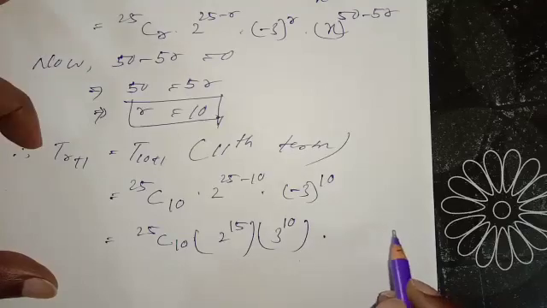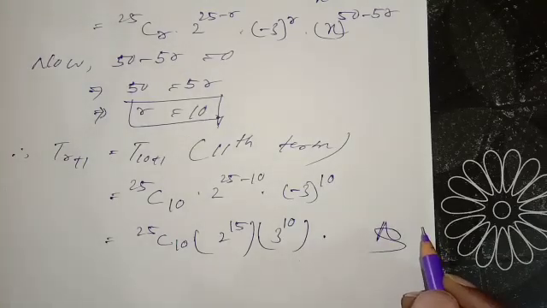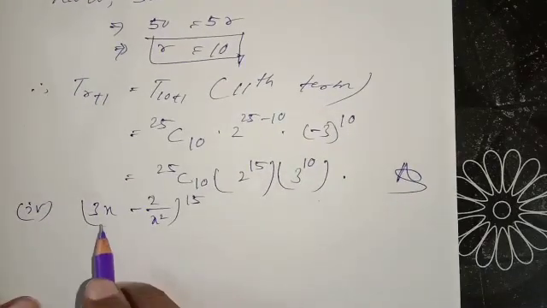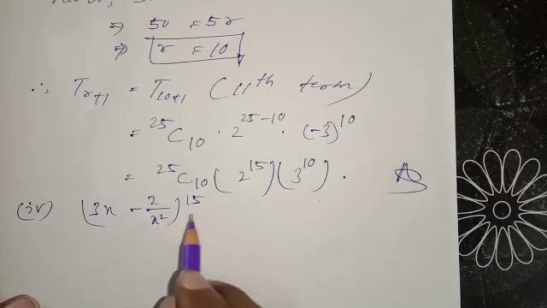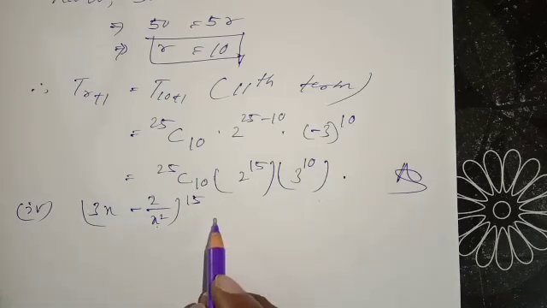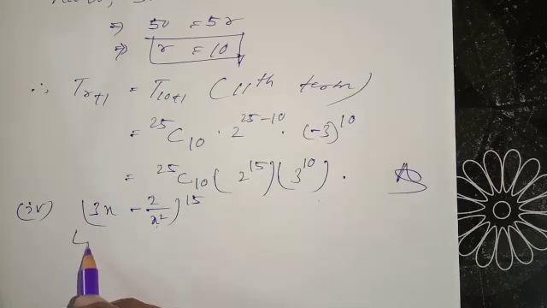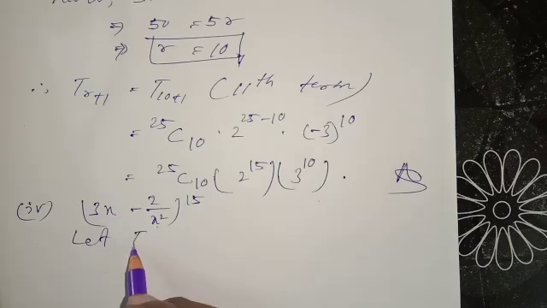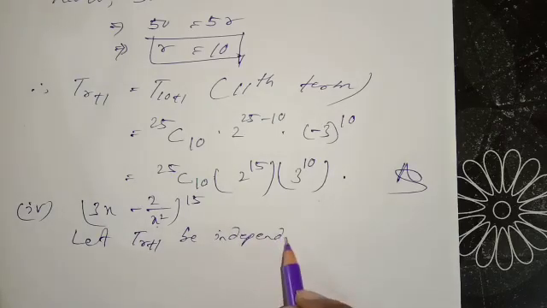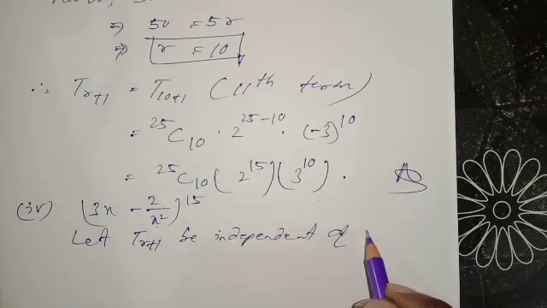Let us go to the next sum. Okay, just see the next sum. See the fourth part of number 10: (3x minus 2 by x square) whole to the 14. In this expansion, you have to find out the term independent of x. Okay, the same concept you have to apply. T(r+1) term, means the (r plus 1)th term, be independent of x.